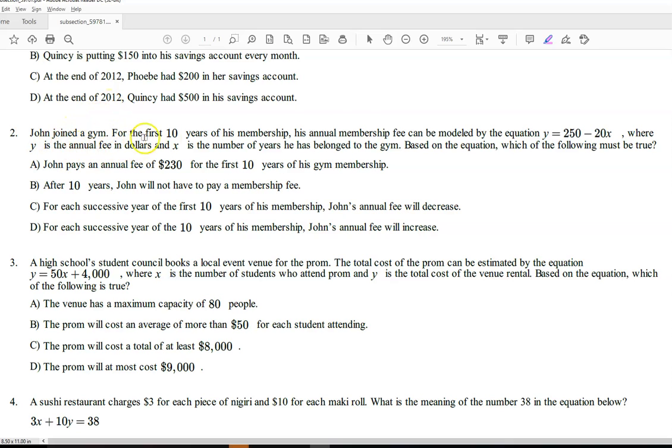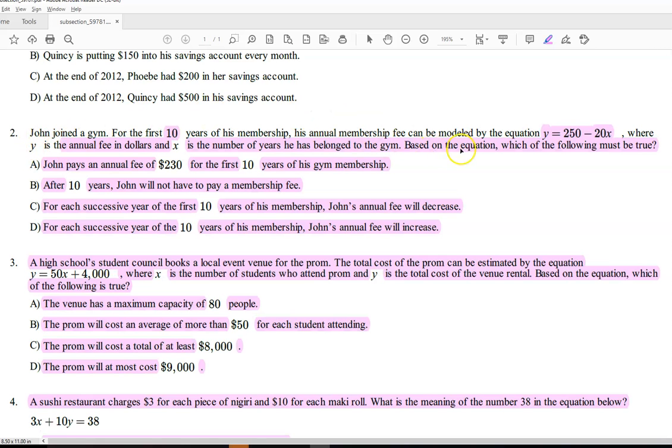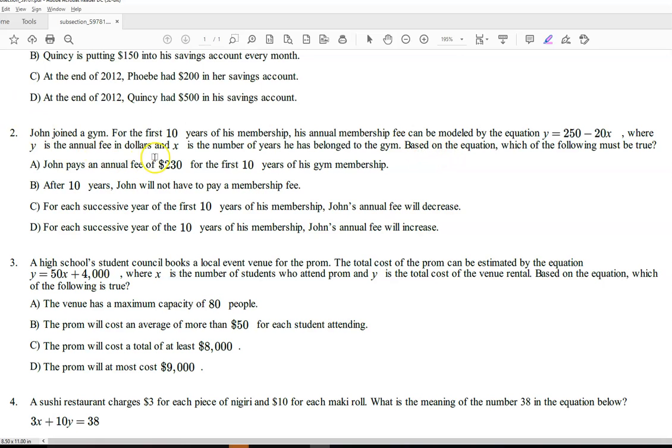John joined a gym for the first 10 years of his membership. His annual membership fee can be modeled by the equation, where Y is the annual fee in dollars and X is the number of years he has belonged to the gym. Based on the equation, which of the following must be true? So off the bat, I'm going to highlight my variables if it'll let me do it properly. Looks like it's not. So I'm going to try to just highlight. Yep, here we go.